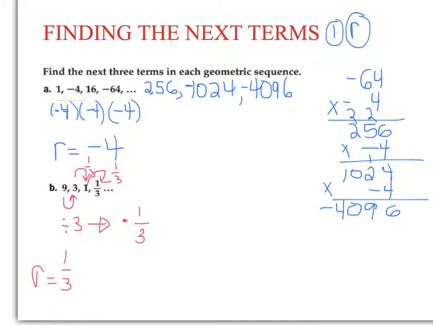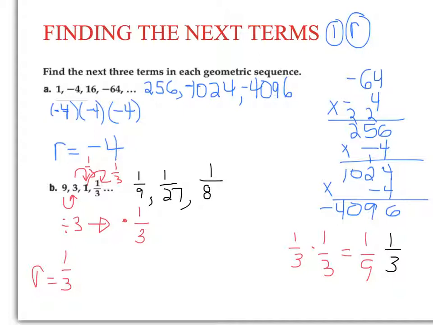And the next three terms, well, 1/3 times a third is 1/9. So that's my next term. And then 1/9 times a third is 1/27. And then my last one, 1/27 times a third is 1 out of 81. And that's how we find our next three terms.